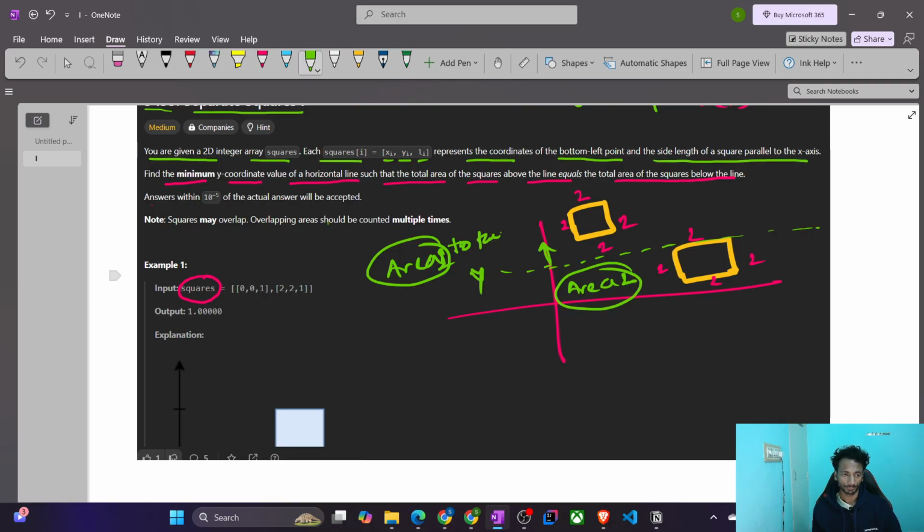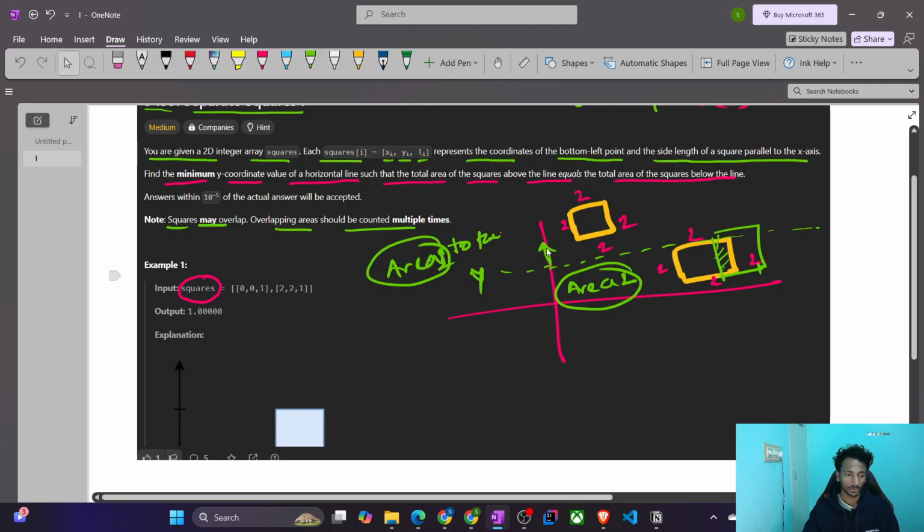Note that squares may overlap, and the overlapping area should be counted multiple times. Suppose there is another square here, this area should be counted multiple times. So you do not have to think about the overlapping area. The procedure is clear. Now go to example 1.